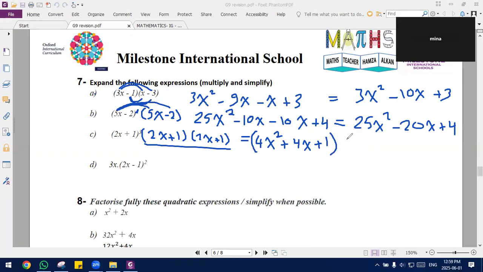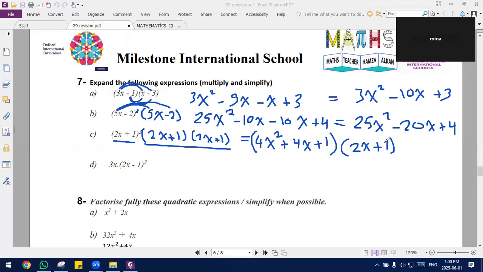And I will times it by the third bracket that is left, 2x plus 1. This means 3 brackets. You find the answer of the first two, and then you times it by the third one. Now you take the first value, you multiply it by the bracket. You take the second value, you multiply it by the bracket. You take the third value, you times it by the bracket.